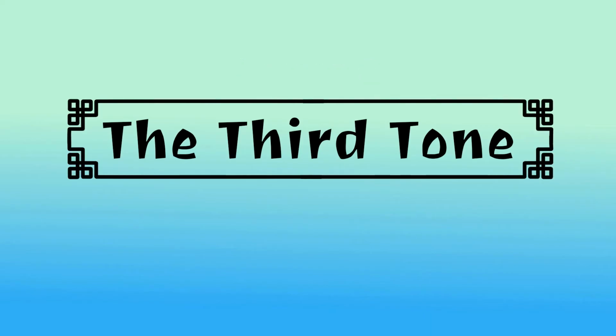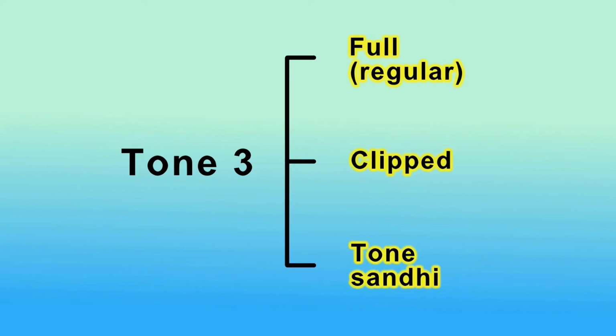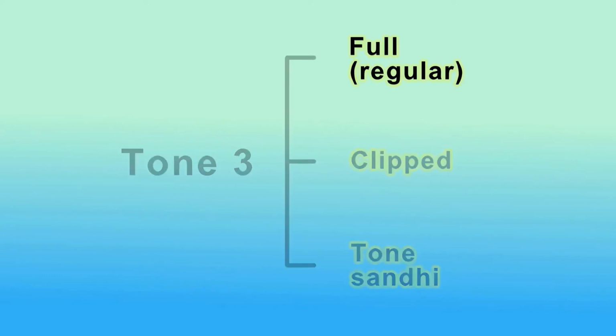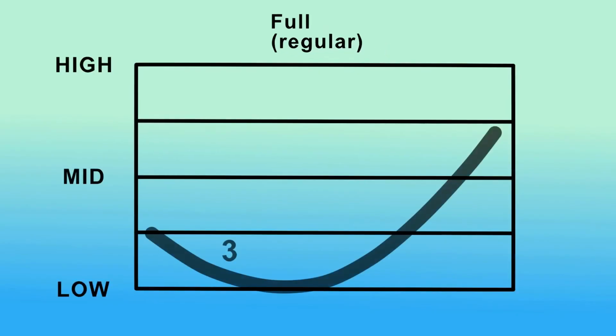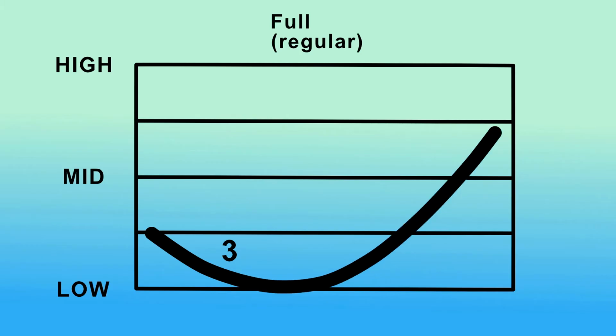The third tone can be a little tricky. The problem is that it really has three different pronunciations depending on the context. The main pronunciation is a dipping tone that starts in the lower third of your vocal register, moves deeper, and then rises to a medium-high level like this.